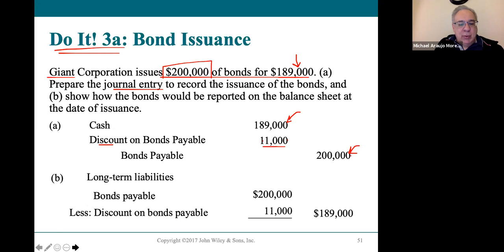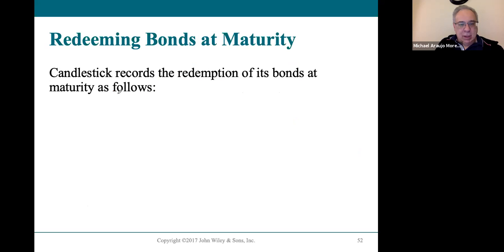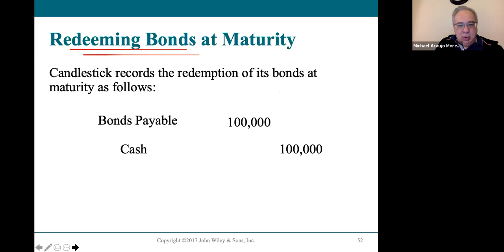In terms of how it would look like on the balance sheet, it would be their bonds payable of $200,000 minus the discount. That's all they would show. When they actually pay a bond back, it's pretty easy. Whatever they owe comes out, right? They lower their bonds payable with the debit, they credit cash. And that's basically it. And that's basically what you need to know.